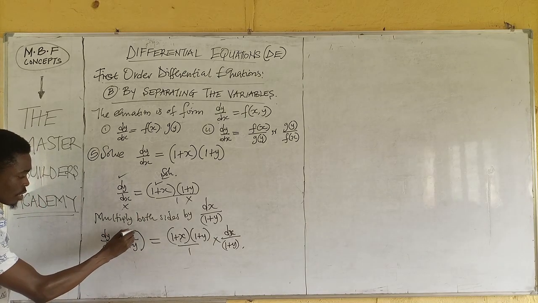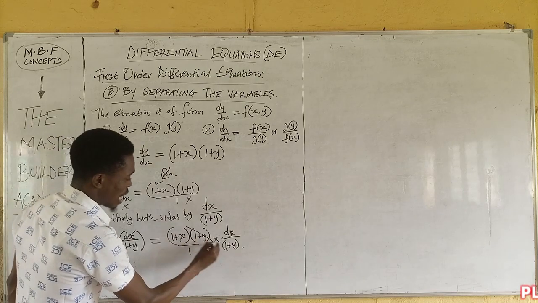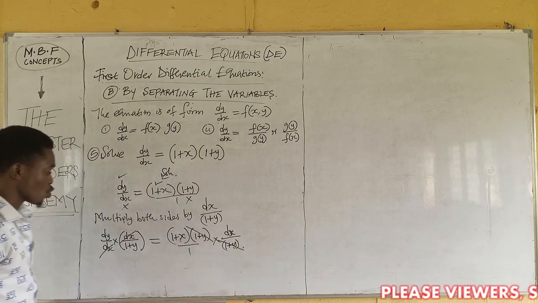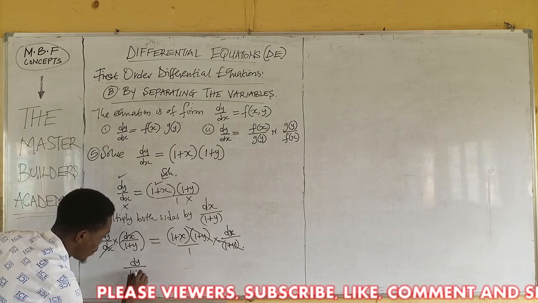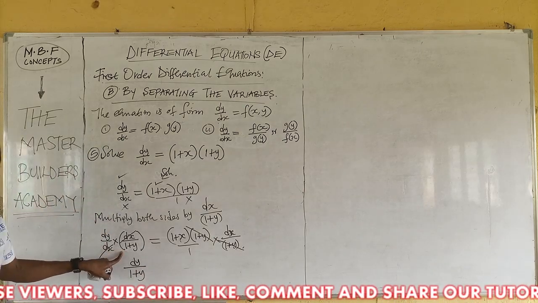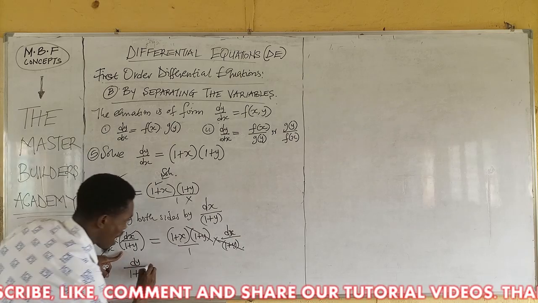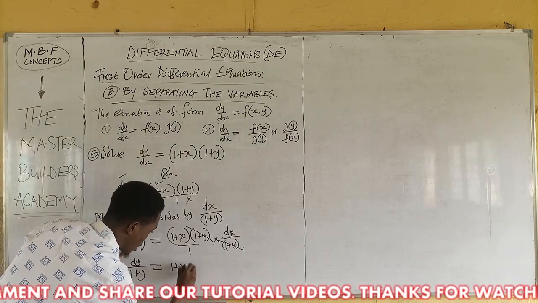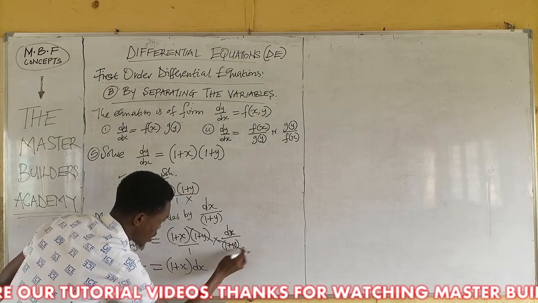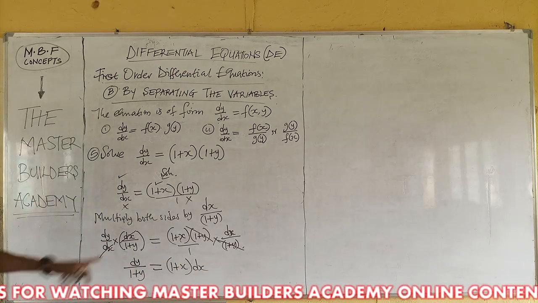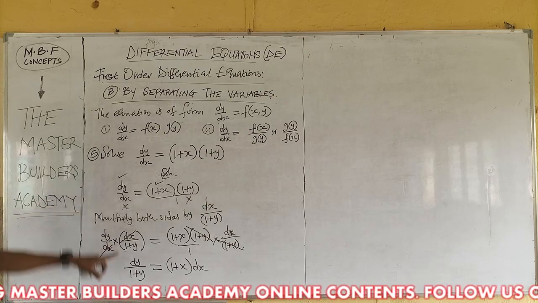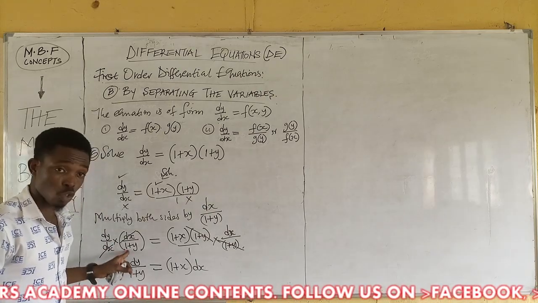Therefore, the x cancels the x. 1 plus y cancels 1 plus y. Automatically at this point, we are going to have dy over 1 plus y. This is what will be left at the left hand side. Now, at the right hand side, we are going to have 1 plus x times the dx. Nothing is at the denominator, so we do not have a denominator at the right hand side. But at the left hand side, the y is at the numerator, but the 1 plus y is at the denominator.